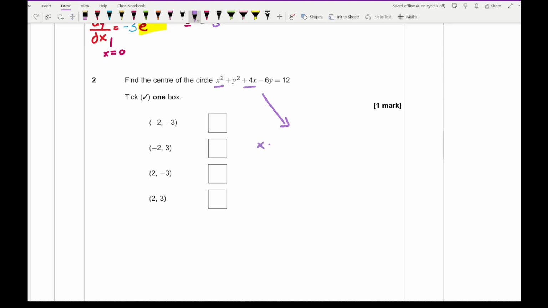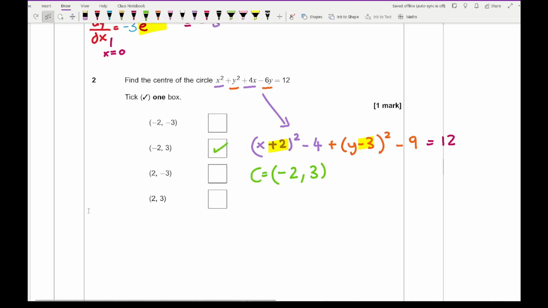So what we end up with is x plus 2 in our bracket squared minus the number inside the bracket squared, which is going to be 4. And then I can move on to the y. So I've got plus, and it's going to be y, then I halve the coefficient of y, which is minus 3 squared, minus the number inside the bracket squared, which is 9, and that equals 12. Now I don't need to worry about the radius because all I'm concentrating on is the centre. So looking at the numbers inside the bracket, we get minus 2 and we get positive 3. So the correct answer is going to be our second option.